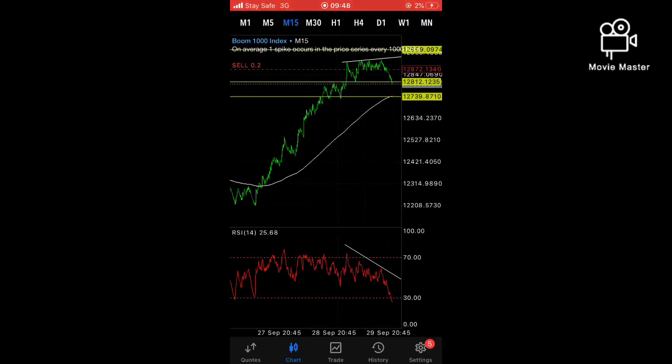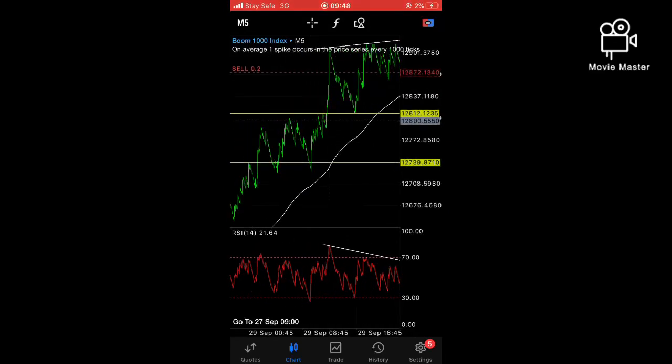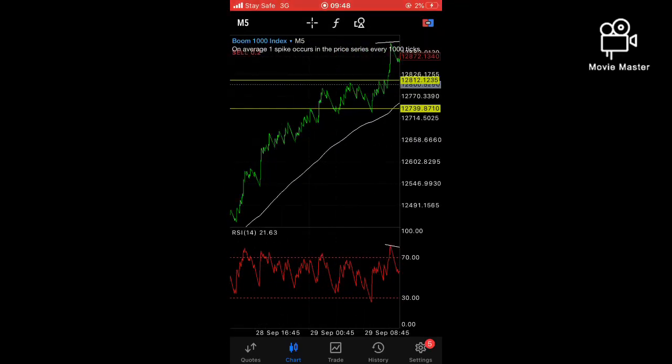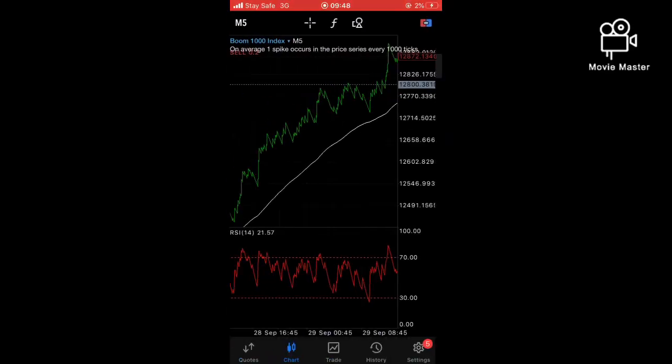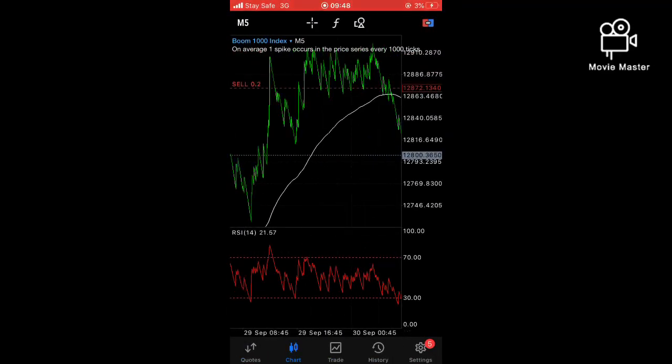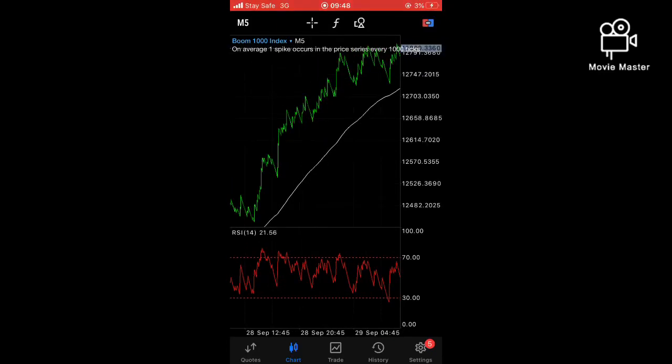So I'll go down to the 5 minutes time frame to show you how I was able to spot a hidden bullish divergence. This is an example of a hidden bullish divergence. Allow me to clear all these things. This is an example of a hidden bullish divergence.